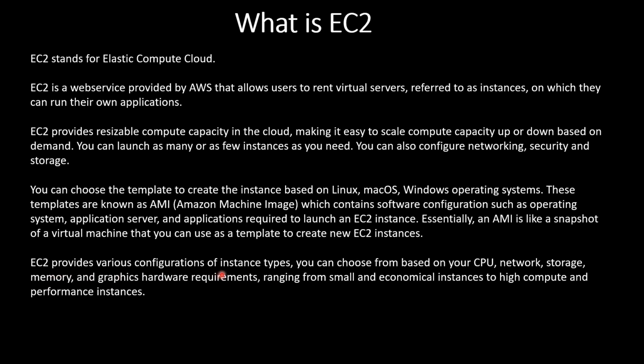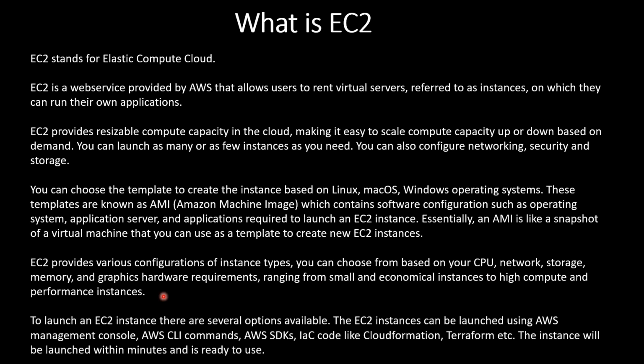EC2 provides various configurations of instance types. You can choose from them based on your CPU, network, storage, memory, and graphics hardware requirements, ranging from small and economical instances to high compute and performance instances. To launch an EC2 instance, there are several options available. The EC2 instances can be launched using AWS Management Console, AWS CLI commands, AWS SDKs, or IaC code like CloudFormation, Terraform, etc. The instance will be launched within minutes and is ready to use.